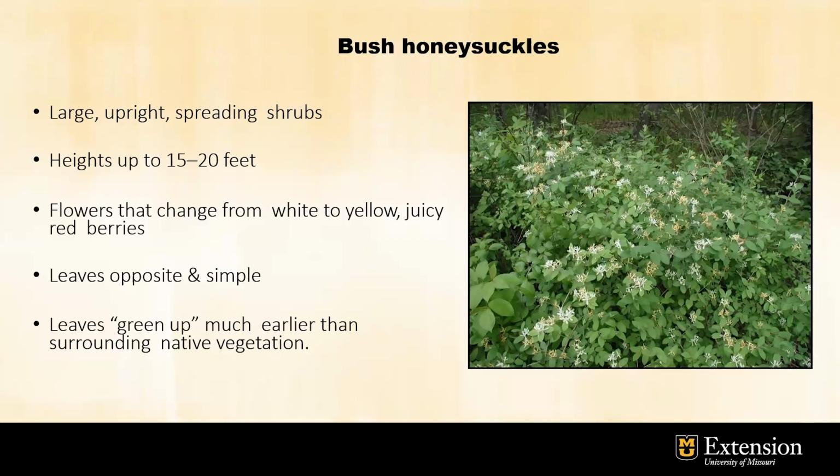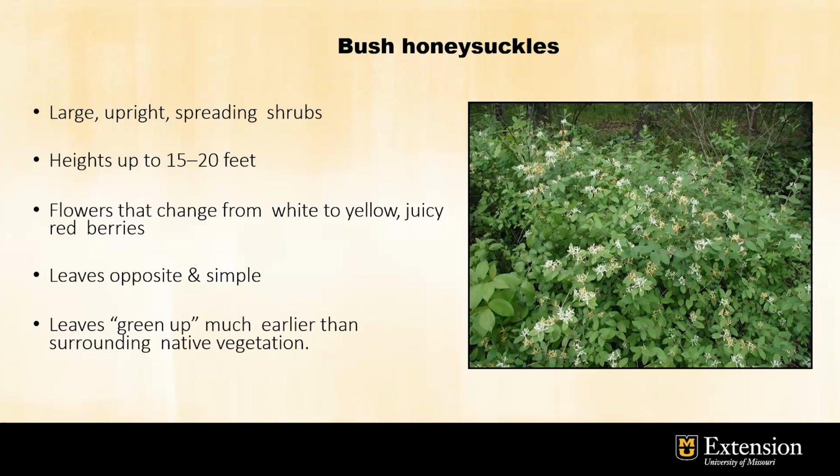When we're looking at how to identify bush honeysuckle, it's a large upright shrub. It can go to 15 to 20 feet. The flowers change colors, going from white to yellow. And the berries, you see them probably right now. I know we get a lot of calls on identifying them. They're very red, looks very juicy red. It is pretty, but we don't want it. The leaves are opposite and simple.